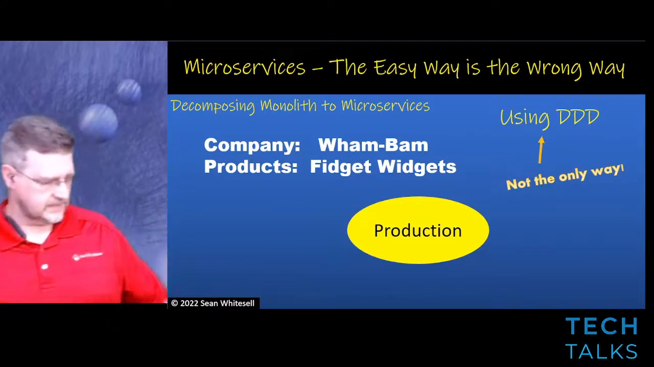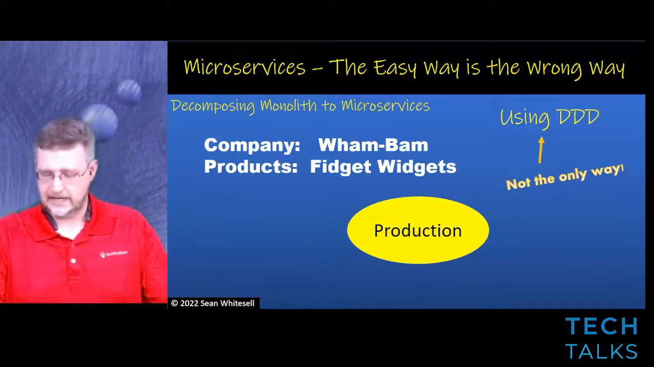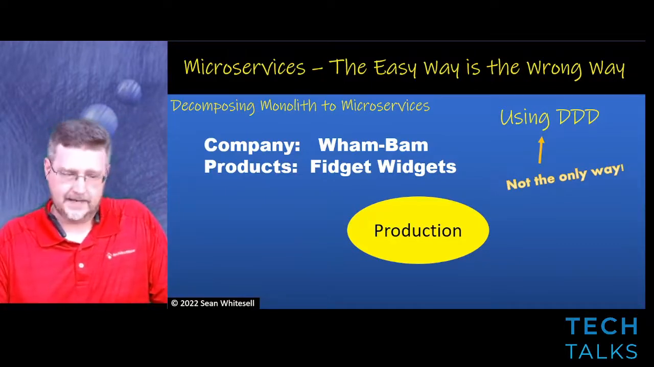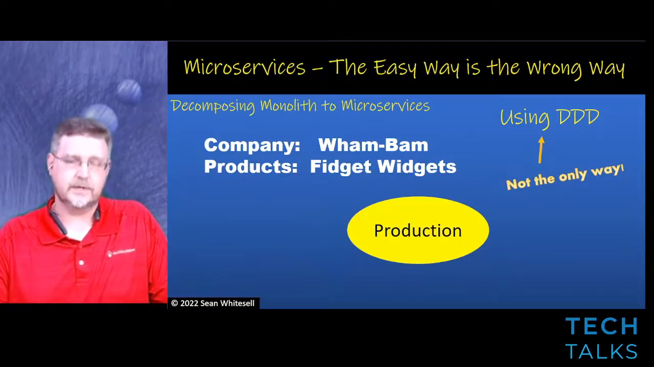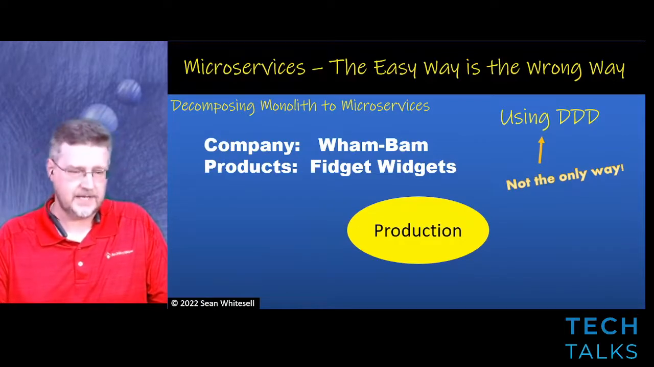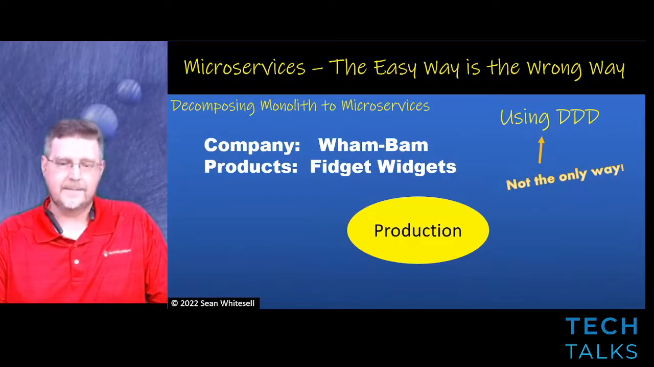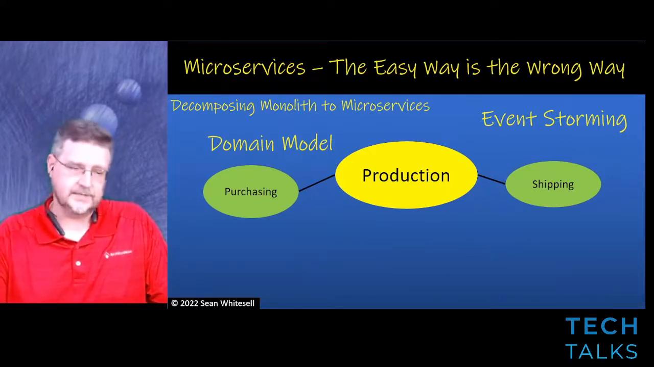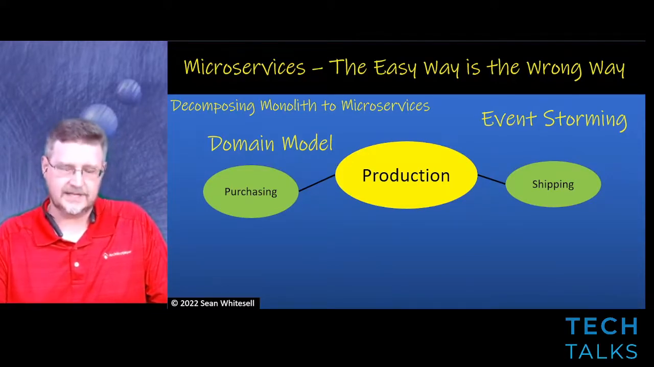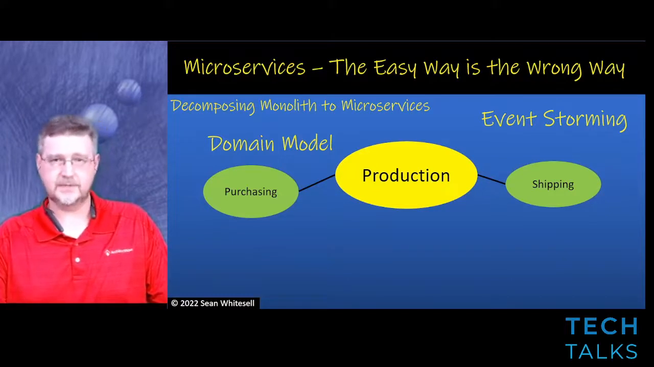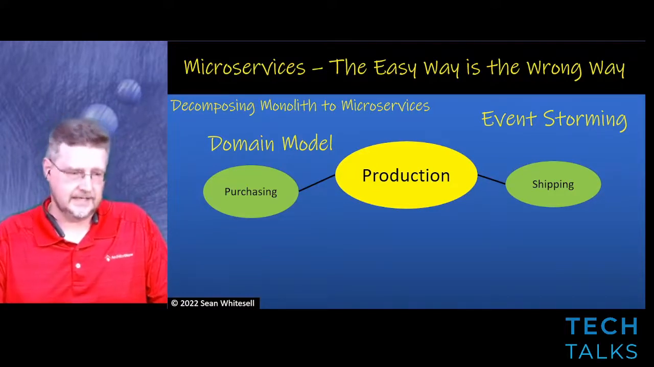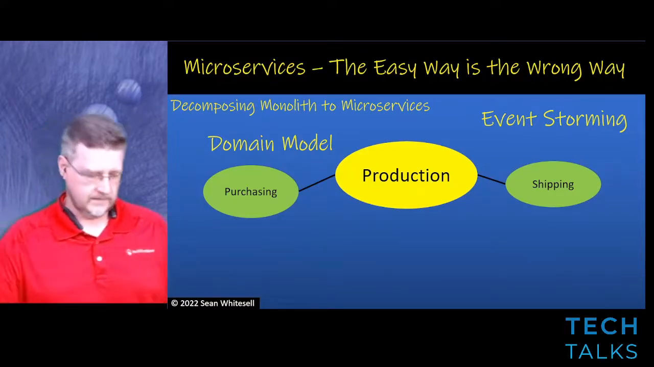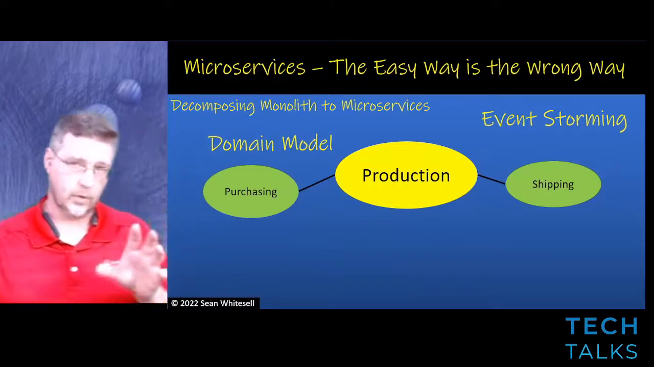So I have this fictional company, I hope it's fictional, called Wham Bam, and they make fidget widgets. They're a production company. This is a key piece here. The main thing they do, their main domain model, is production. This is where they take physical things, assemble them to make a final product, and get it out the door. Now, that is the core domain.